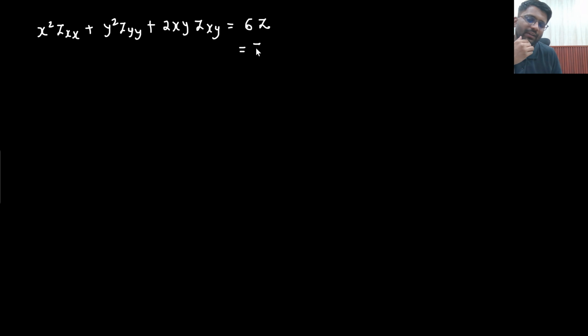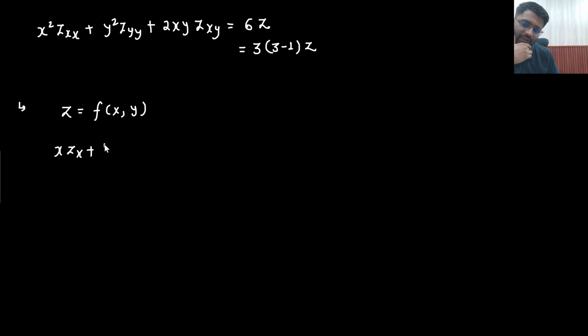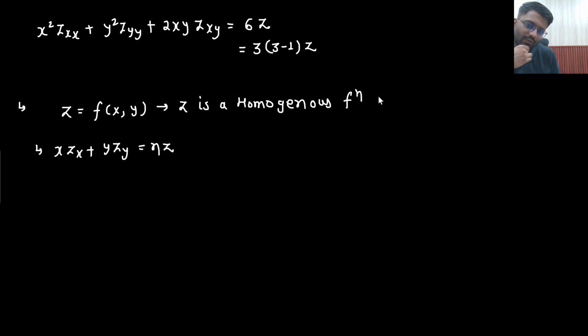If you look closely, can I write it down in this manner? 3 into 3 minus 1 into z. Say yes or no? So if we see, we have got two conclusions. Our z was a function of x comma y. This was the first thing. Then what we did? Pick x into zx plus pick y into zy. That came out to be equal to nz, where z is a homogeneous function of degree n.